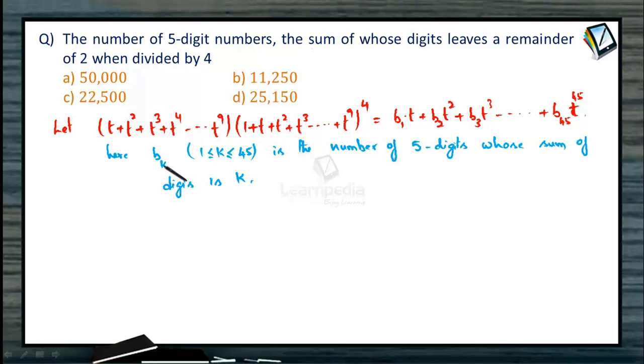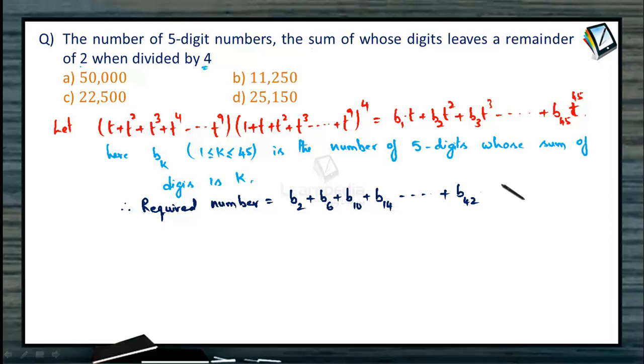Now what is required from this? We need only those bk's which leave a remainder 2 when divided by 4. That means what are we looking at? Therefore, the required number is the sum of all those numbers which leave a remainder 2, that is b2, b6, b10, b14, so on up to the last power, 45. Yes, it would be b42, which also leaves a remainder 2 when divided by 4. Now we need to find this sum, right? Let's proceed to find this sum.